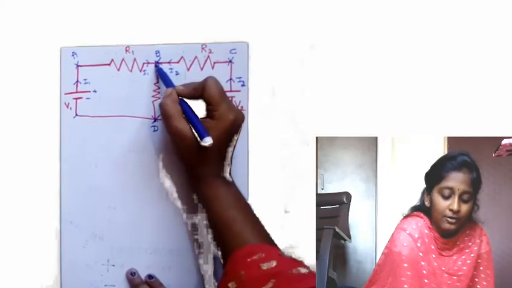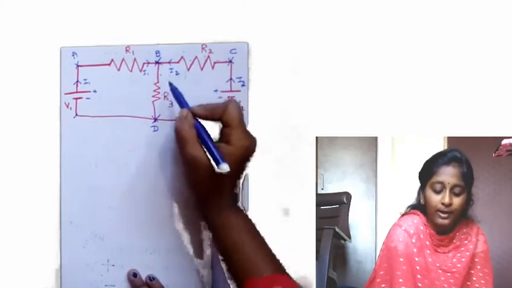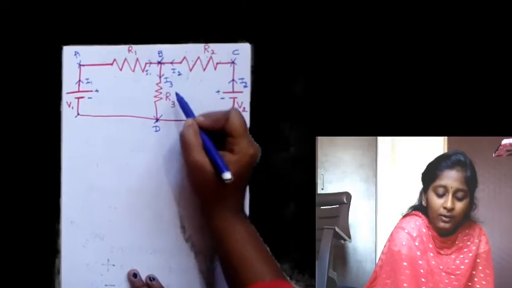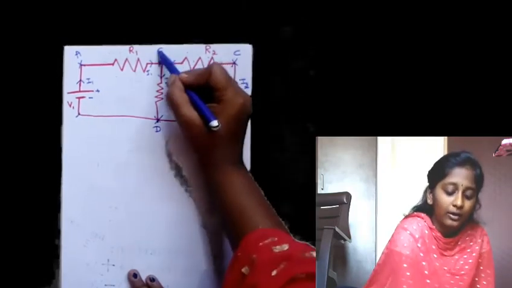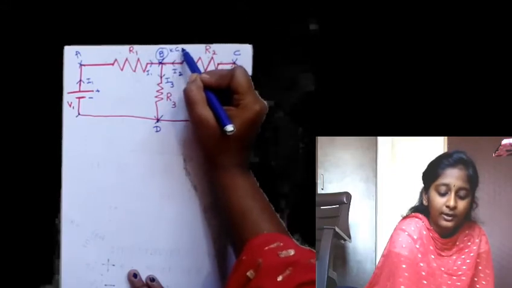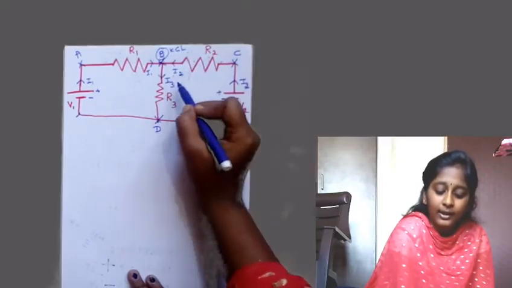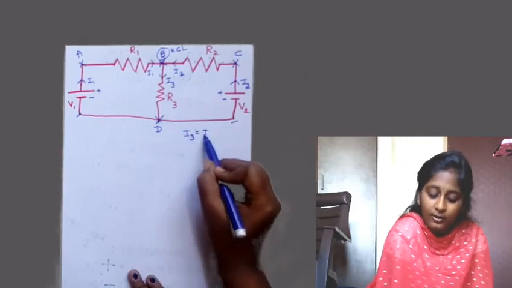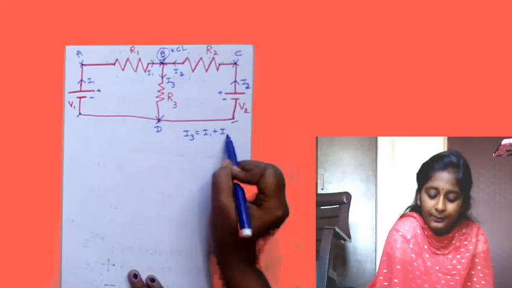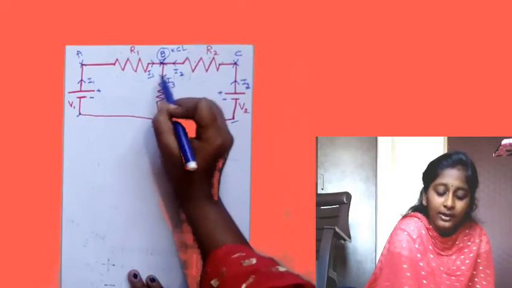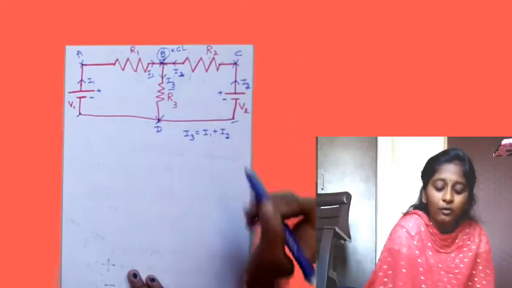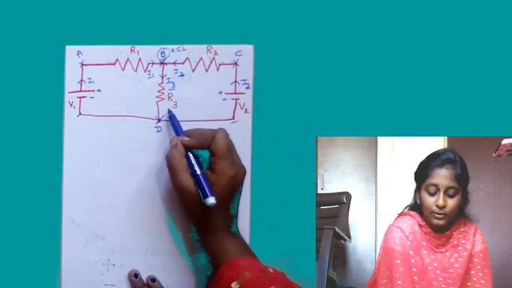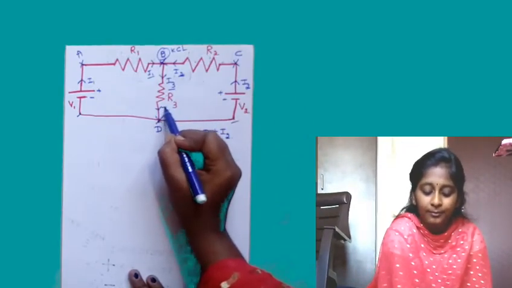Here we come across one node that is called B, and the current I3 is going to pass through R3, and according to KCL, the current I3 is equal to I1 plus I2, because incoming current is equal to outgoing current, and I3 is going to pass through resistor R3.